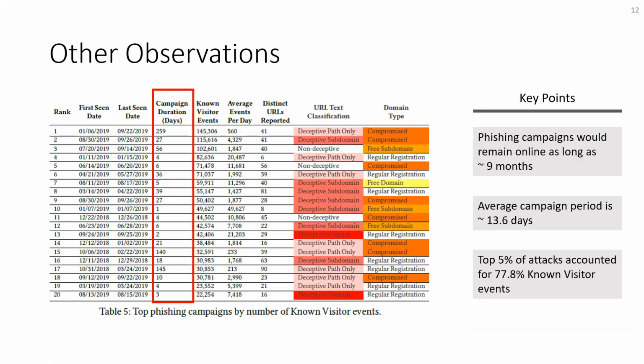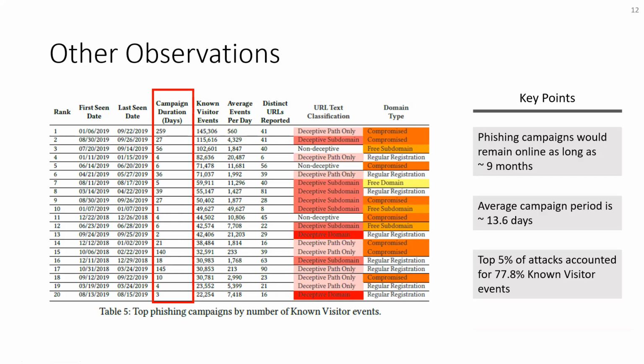Okay, so other observations: they recorded the top 20 phishing campaigns by the known visitors events. Some of the key points here are that phishing campaigns would remain online as long as 9 months. The average campaign period is roughly 13.6 days, and the top 5% of the attacks accounted for 77% of known visitors events. By the way, let me look into this data again. So the phishing campaign will last for 9 months.